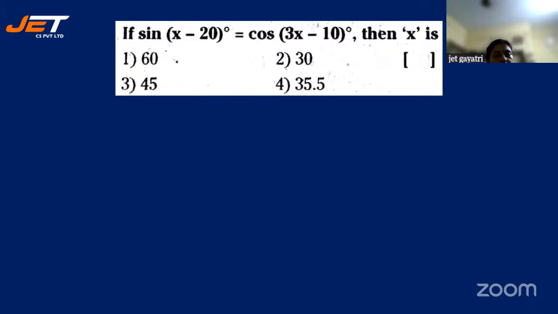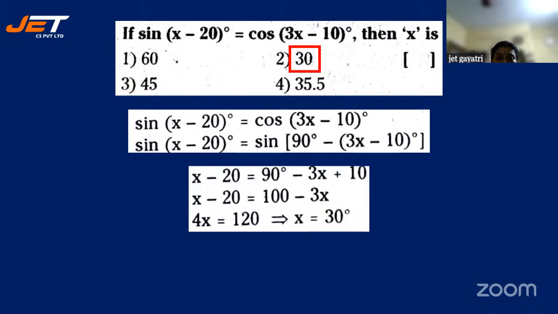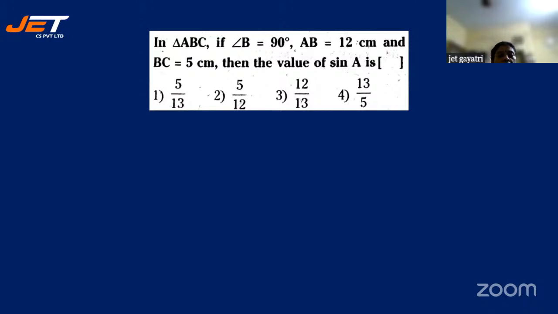All right, see the next question. If sine of x minus 20 degrees is equal to cos of 3x minus 10 degree, then what is the value of x? Sine of x minus 20 is nothing but cos of 3x minus 10 degree. All right, so what is cos x? Sine of 90 minus of 3x minus 10. So you can just equate x minus 20 is equal to 90 minus 3x plus 10. So when you solve, you get the value of x as 30. So that is why your option 2 is the correct one. Alright.